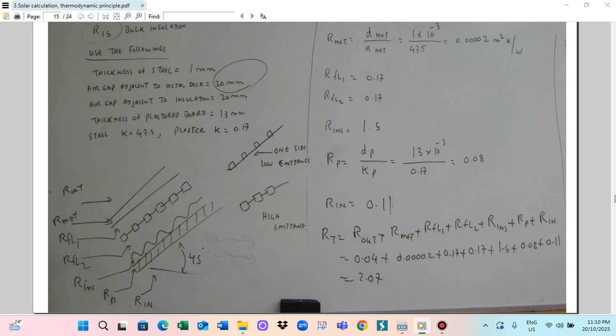So then we can calculate here. R is equal to 0.04, plus R metallic is 0.00002. RFL1 is 0.17. RFL2 is 0.17. R insulation is 1.5. RP is 0.08. R insulation is 0.11. Then you can calculate the total resistance. So that's our resistance. By this way you can calculate total resistance. And then after that, 1 by RT, you can calculate the U. So this is how we calculate the insulation for the ceiling.